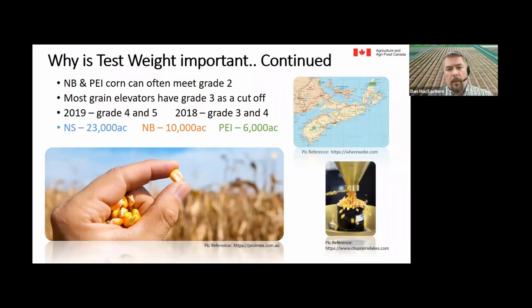So part of the reason for that is in 2019 we had a pretty severe hurricane. 2018 we experienced early onset of winter. And so we're faced with a few challenges here on the East Coast. For some perspective, in Nova Scotia, last year they grew approximately 23,000 acres of grain corn. New Brunswick, about 10,000 acres, and in Prince Edward Island, approximately 6,000 acres.